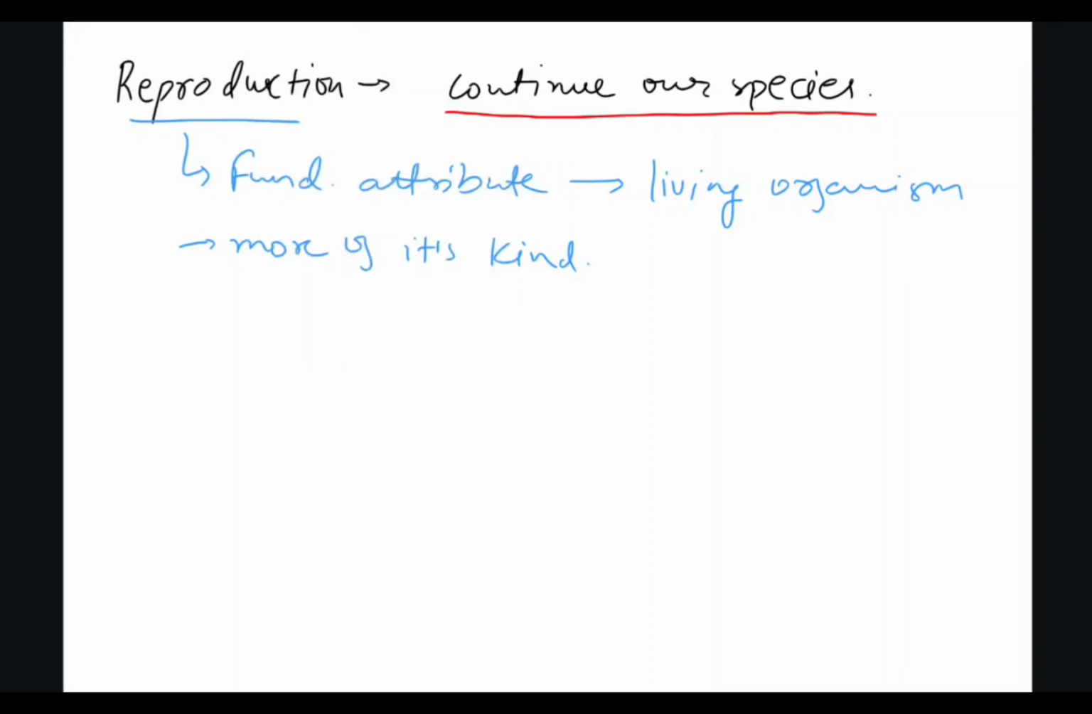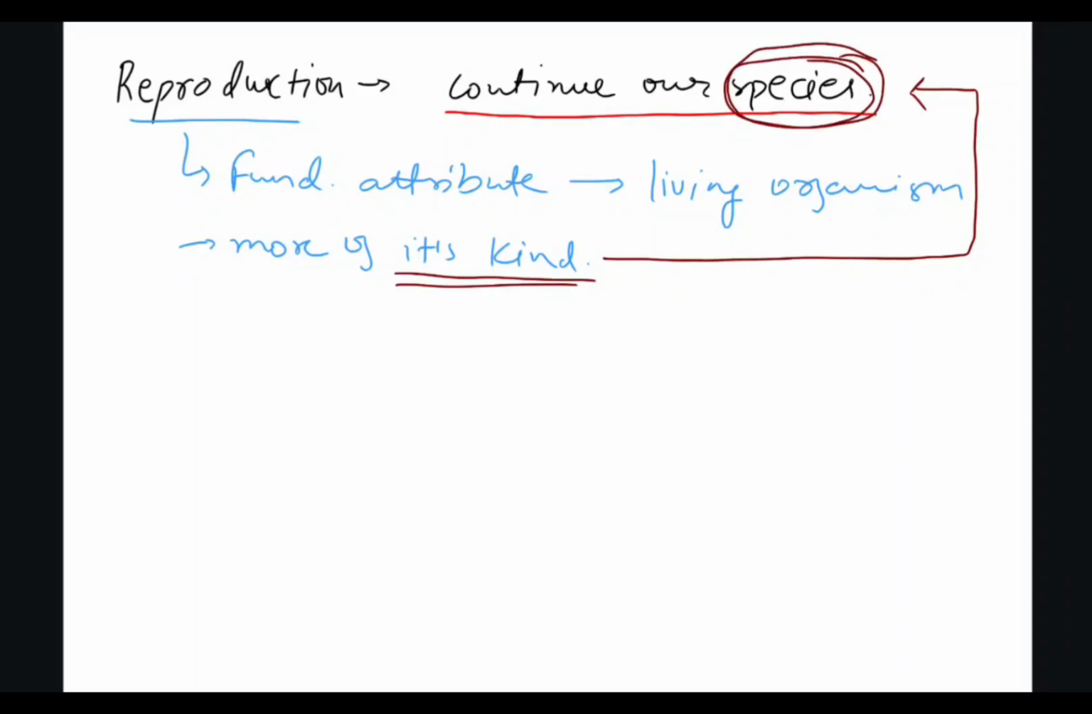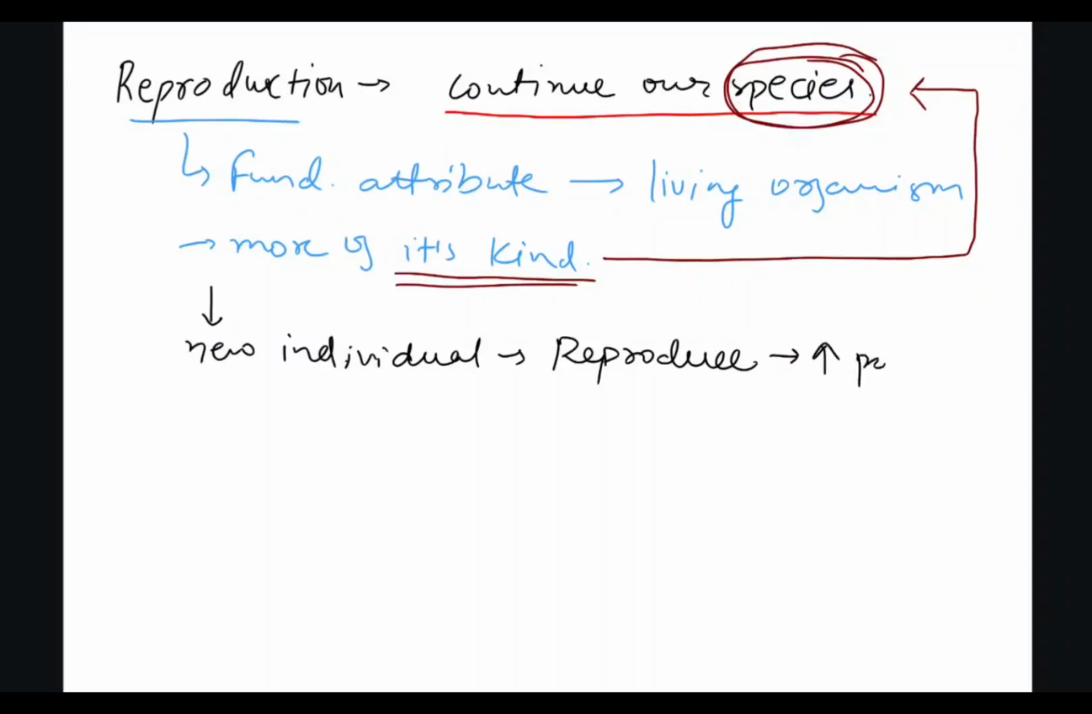I think you can understand it now when I said that we need to continue our species. When we produce more of our kind, it is definitely going to relate to our species itself, right? So new individuals are produced. Definitely there will be new individuals, and these new individuals will again reproduce, and thus they increase the population. And again it leads back to the continuation of our species.